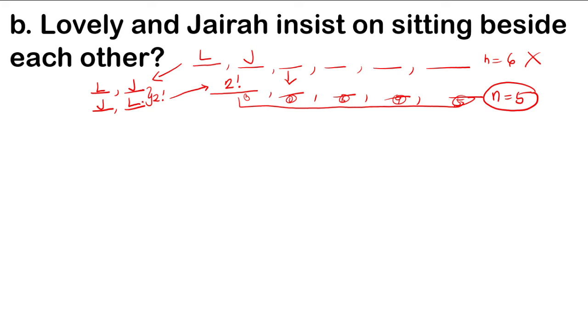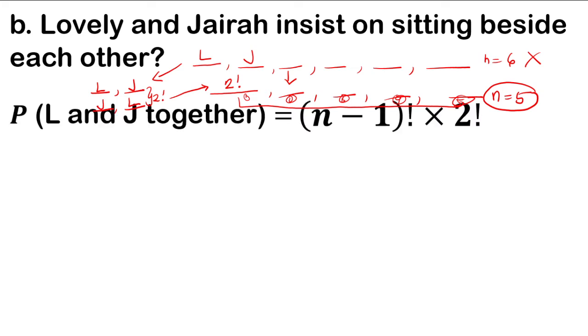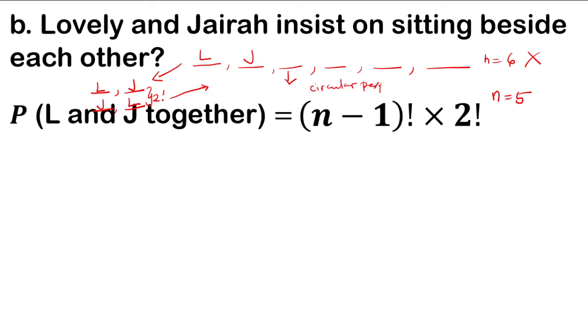Okay, next. If that's the case, let's continue. The permutation in which Lovely and Jaira insist on sitting beside each other will be n minus 1 quantity factorial times 2 factorial. Saan galing itong n minus 1 factorial natin? Yung n minus 1 factorial natin ay galing sa circular permutation. Kasi nga, sa round table sila uupo.